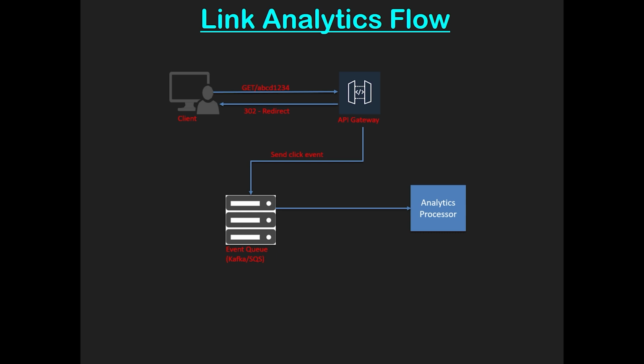Once it's processed, the event is saved into the analytics database. This could be a NoSQL database like MongoDB if events are varied and high volume, or a time series database like InfluxDB if you want chartable data. And this is where dashboards get their numbers from, the one your manager opens in a meeting to say, hey, we need more clicks. Okay, so this is how the link analytics flow works.